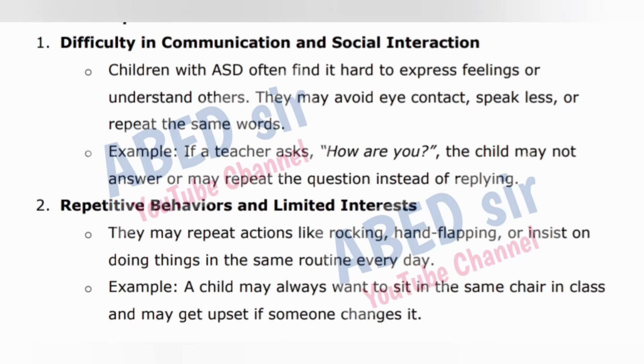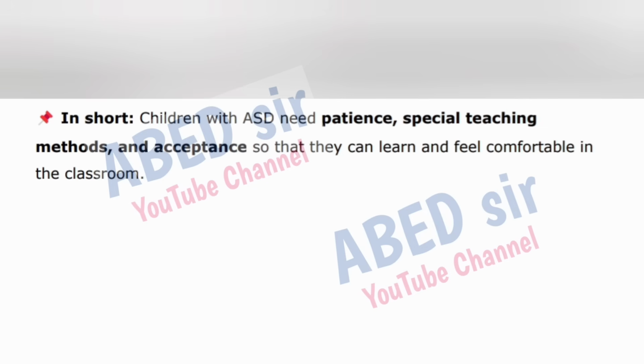Example: if a teacher asks, "How are you?" the child may not answer or may repeat the question instead of replying. 2. Repetitive behaviors and limited interests. They may repeat actions like rocking, hand flapping, or insist on doing things in the same routine every day. Example: a child may always want to sit in the same chair in class and may get upset if someone changes it. In short, children with ASD need patience, special teaching methods, and acceptance so that they can learn and feel comfortable in the classroom.